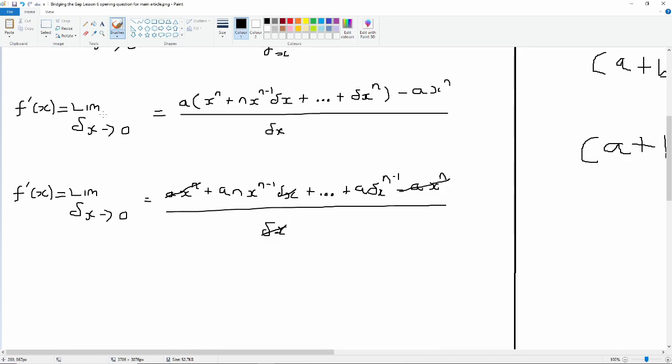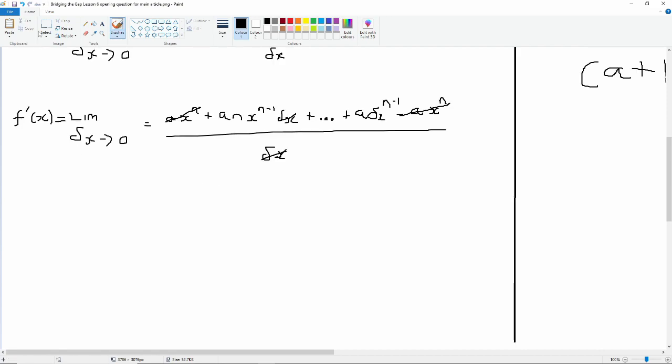Okay, and so we now have, just want to tidy this up a little bit. This is equal to a n x to the power n minus 1 plus, now we've got a load of dots, and we've got a times delta x raised to the power n minus 1.